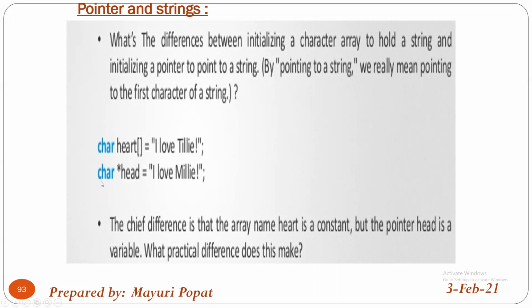Here I'm writing char star head equal to "I love Millie". What does this indicate? This indicates that head, which is a character pointer, can point to a single character at a time. So when I'm writing char star head equal to "I love Millie", head has the base address of this string.